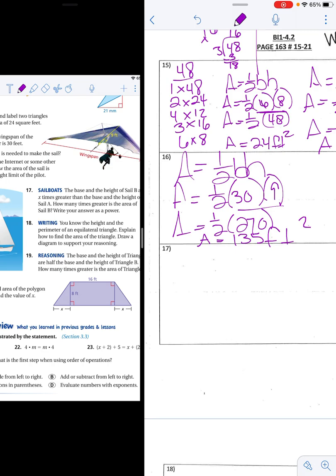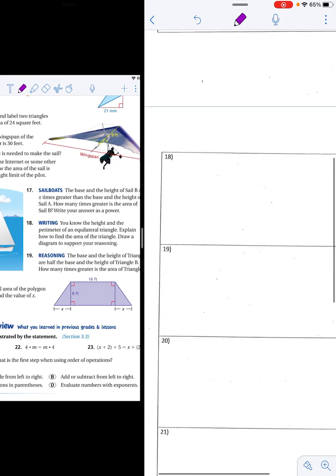17, you are going to mark off. We're not doing 17. Scooch up.